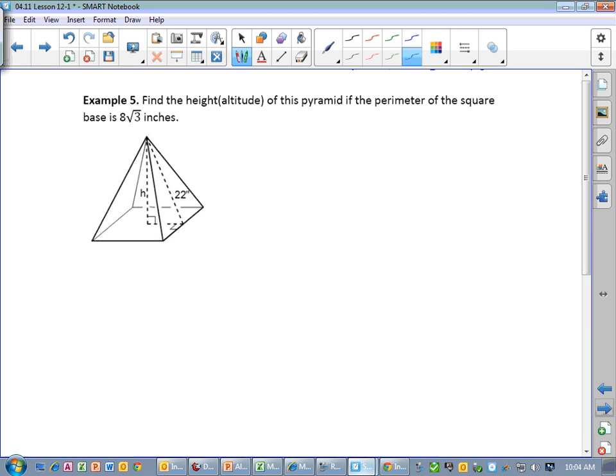Last example. Let's find the height. Again, we've got this situation where there's an imaginary triangle here. We can go ahead and draw it. I call it imaginary because it's not physically there. So we know this side is 22, and we know this side is.